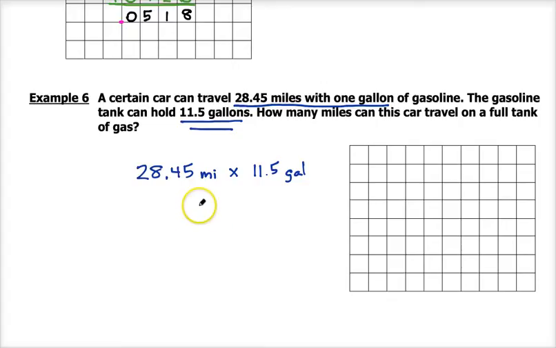Okay, it's sort of like if you went to McDonald's and you knew a Big Mac costs $2.50. How would you figure out how much 10 Big Macs would cost? You'd multiply 2.5 times 10. Same thing here. Miles times gallons. Okay, so we're going to take 28.45, multiply that by 11.5.